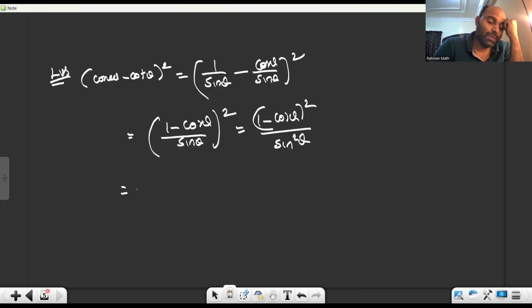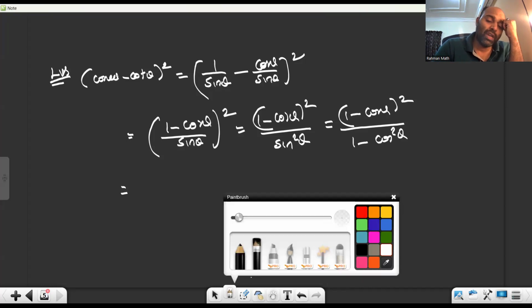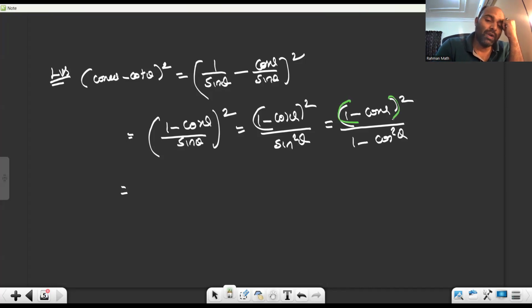After this, sine square theta you can write. In the beginning I taught you, sine square theta is what? 1 minus cos square theta. Don't get confused. Numerator is what? Whole square. Denominator is what? Not whole square. It is 1 square minus cos square. 1 we can call 1 square.